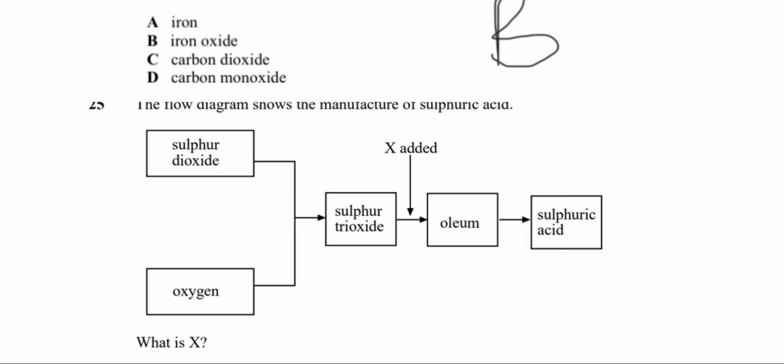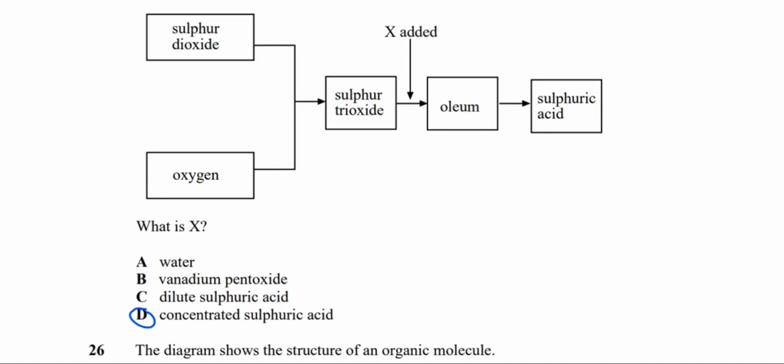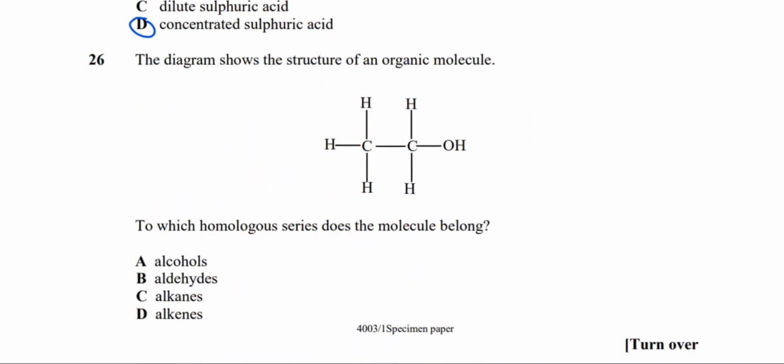Question 25. The flow diagram shows the manufacture of sulfuric acid: sulfur dioxide plus oxygen to form sulfur trioxide, and then X is added to form oleum. The X which is added is concentrated sulfuric acid. We do not add water because there would be very dangerous fumes, which would be lethal. So we add concentrated sulfuric acid, then we form oleum. The oleum is the one to which water is added to form sulfuric acid.